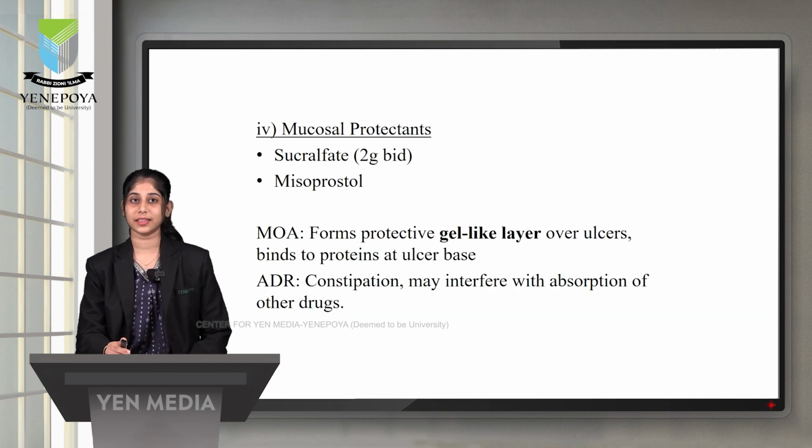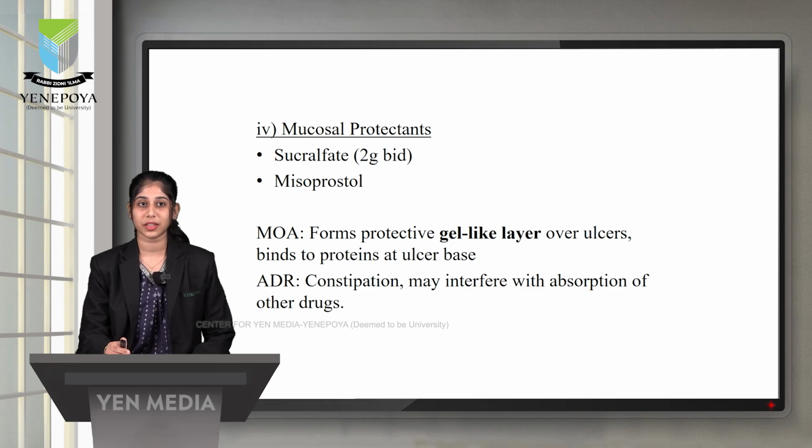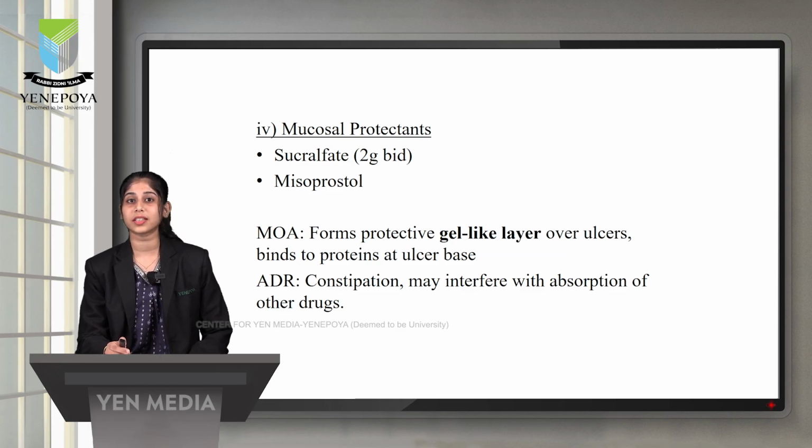Coming to the fourth category, that is mucosal protectant, we have sucralfate, that is 2 gram BID, 2 gram twice a day, as well as misoprostol. So the main MOA for this particular drug is it forms a protective gel-like layer over the ulcers, as well as it will bind to the protein at the ulcer base. So the ADR for this drug is constipation, which might interfere with absorption of other drugs.